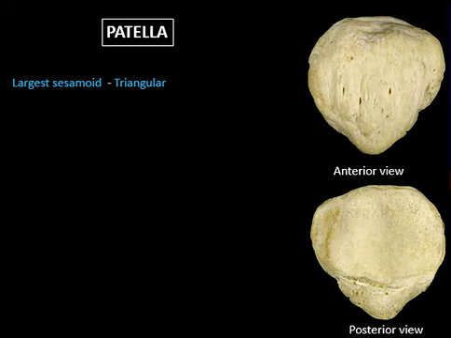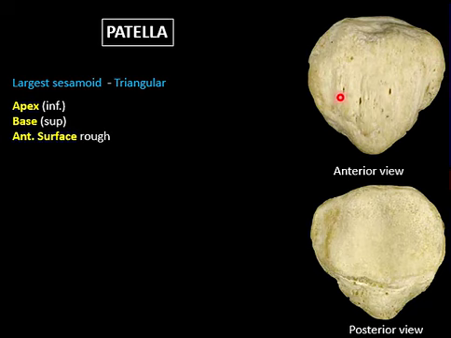Now we will come to the patella. The patella is the largest sesamoid bone in the body. As you can see here, it is triangular in shape. This is the anterior surface. This is the posterior surface. It has an apex, which is directed below. It has a base, which is directed above. Of course, we have a lateral border and a medial border. This is the right patella.